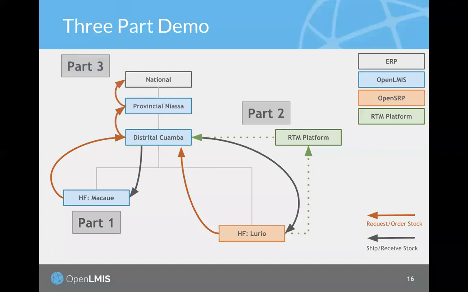Part 3, the DIVO at Kuamba will execute an emergency order that will get approved by the NISA province REVO and then converted to an order for an external into the ERP for external fulfillment by the warehouse clerk.